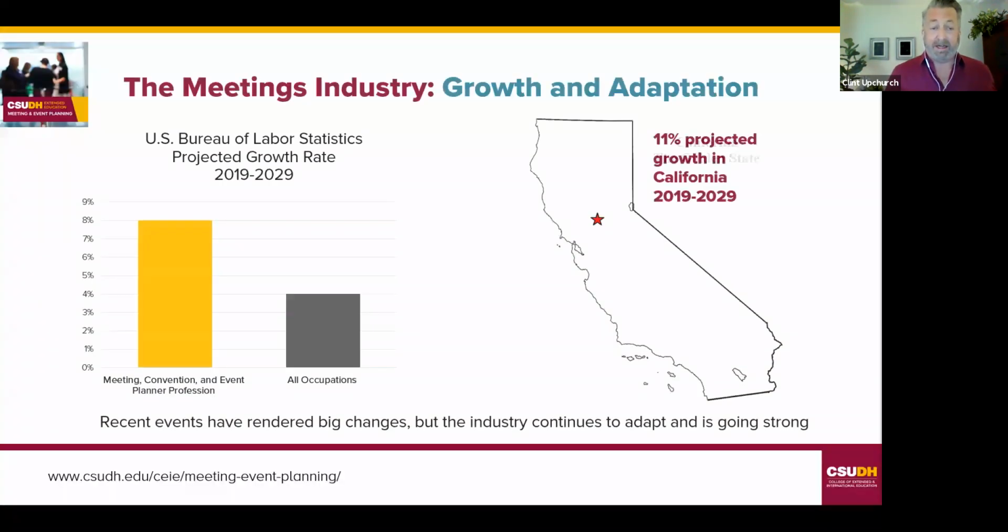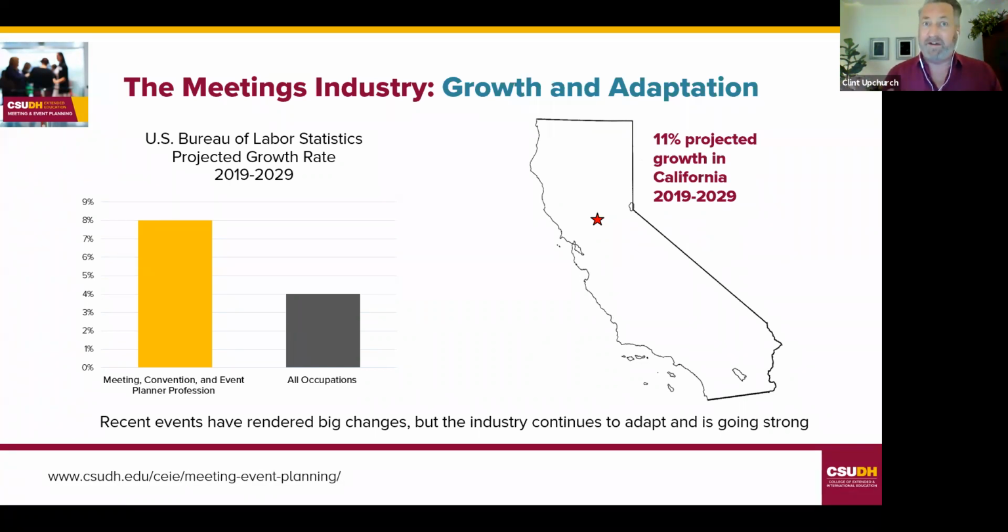Per the U.S. Bureau of Labor Statistics, the meeting, convention and event planner profession was projected to grow 8% from 2019 to 2029 nationwide, faster than the average growth rate of all occupations. In California, the picture is even brighter, with an 11% increase in job growth and more than 2,000 job openings projected per year over the next 10 years. Projected annual job openings refers to the annual average job openings due to growth and net replacement.